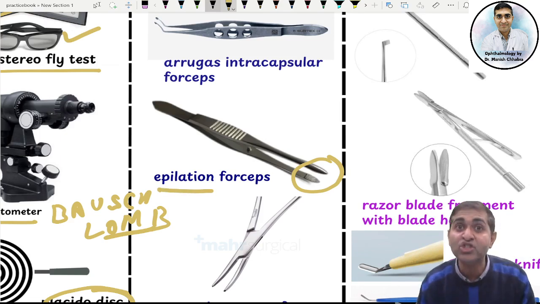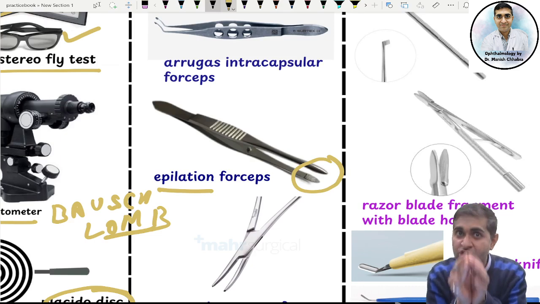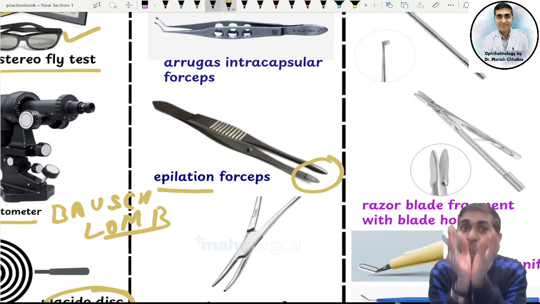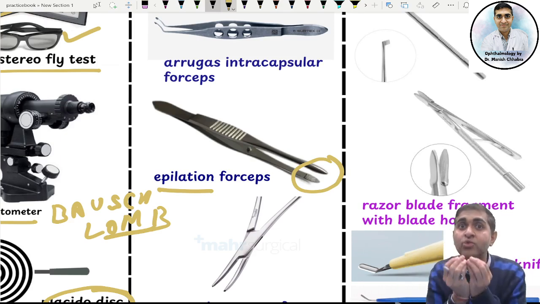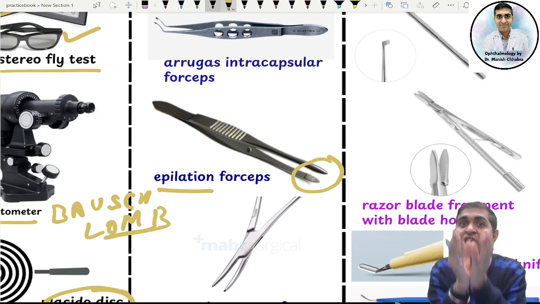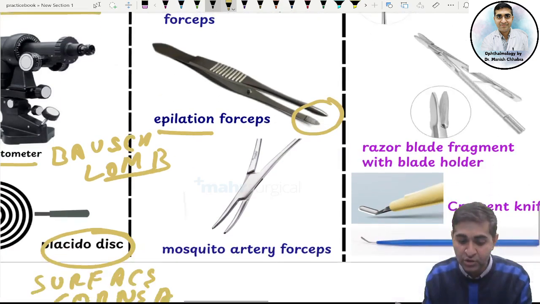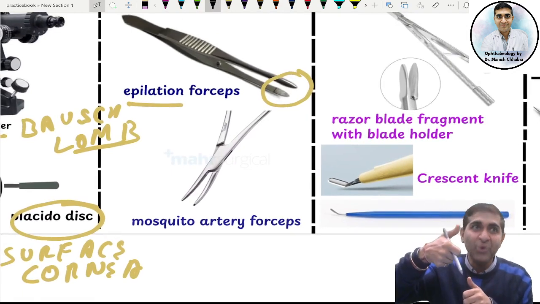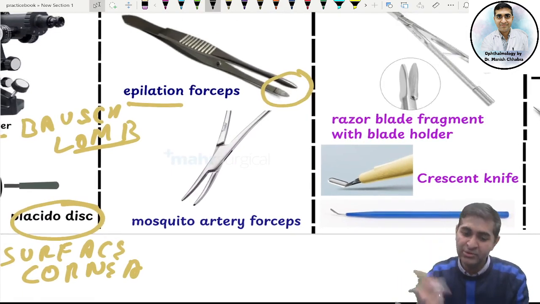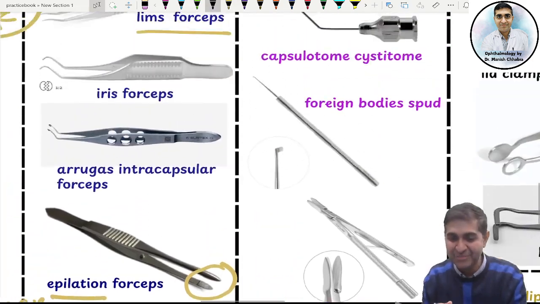If the patient is having a stye, hordeolum externum, there is inflammation of the base of the eyelash or hair follicle, so you do epilation, which leads to expulsion of the pus or discharge which is at the base of the hair follicle or eyelash. Then mosquito artery forceps, it is used to hold the drape, so that is the only use which is there in ophthalmology.